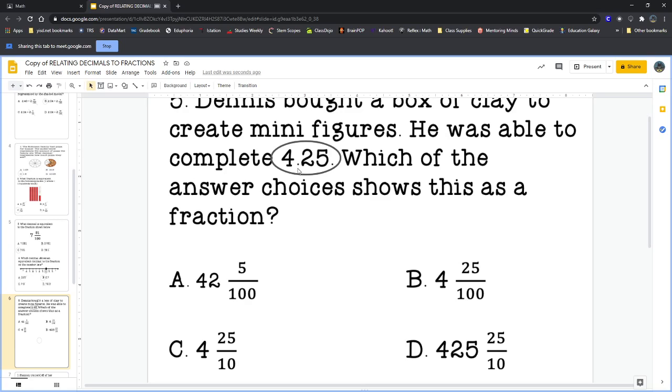In this number, did they give me anything in front of the decimal? What number do I see in front of the decimal here?